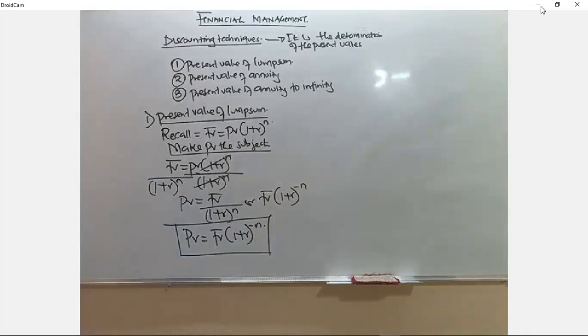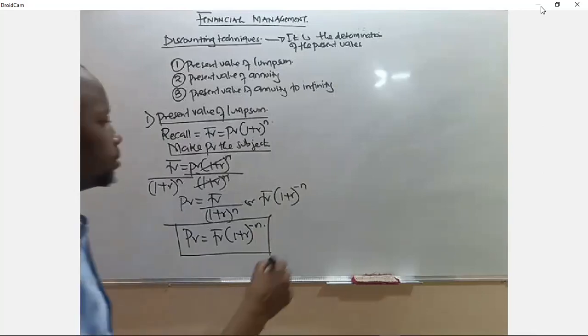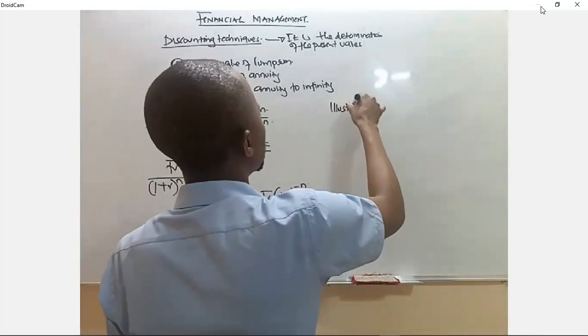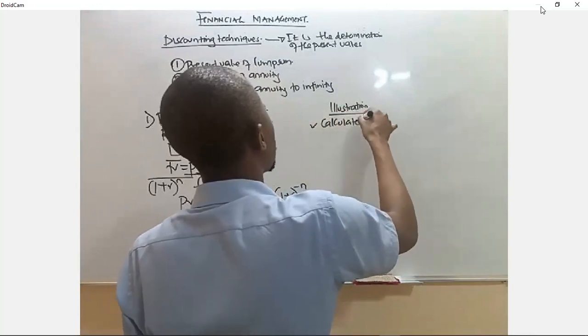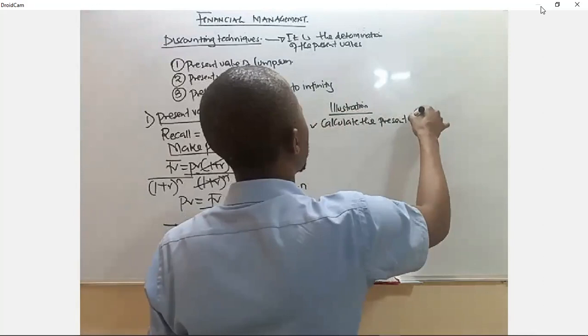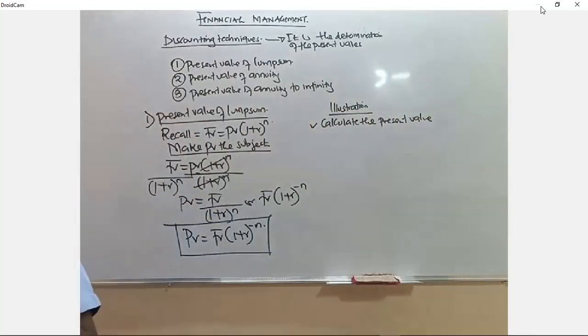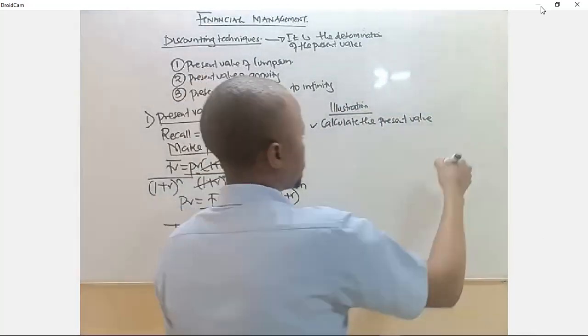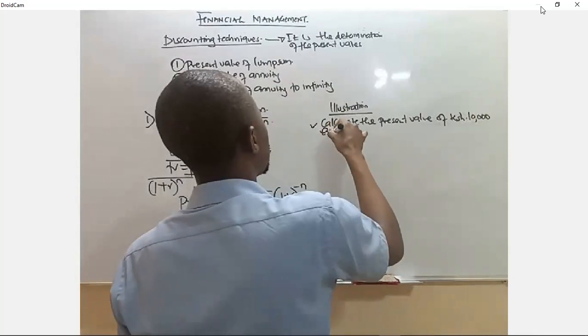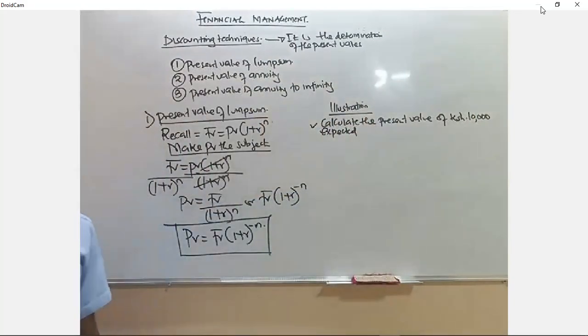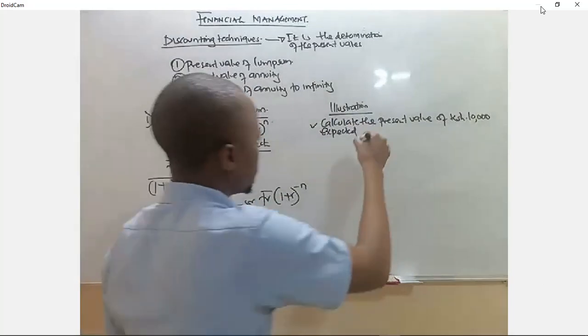Calculate the present value of 10,000 Kenya shillings expected after 8 years.